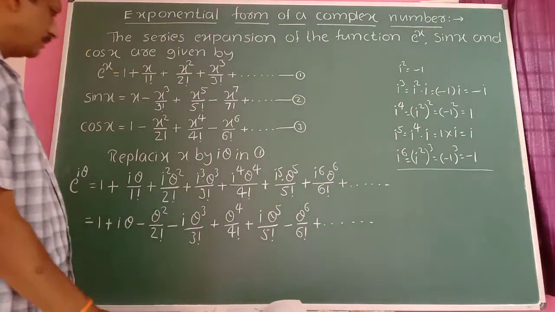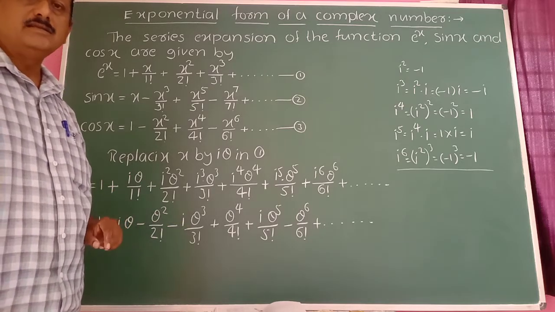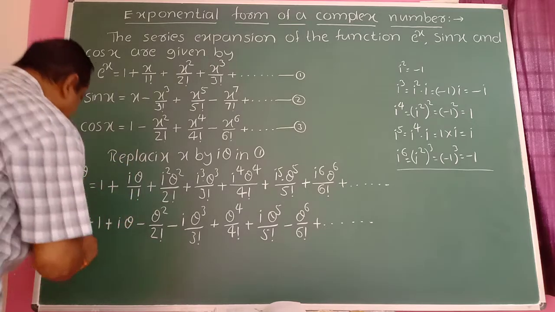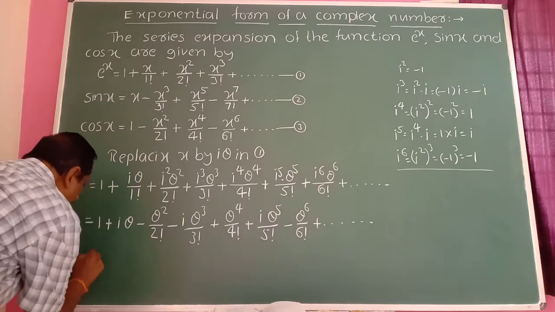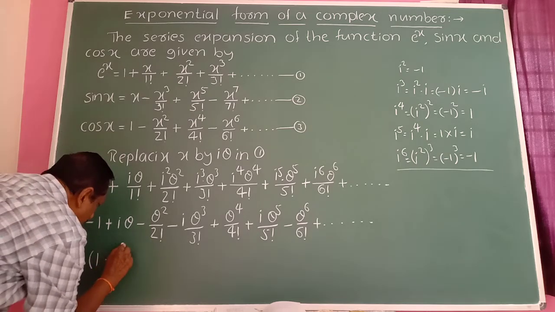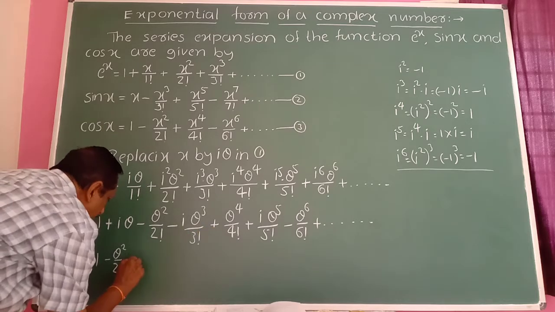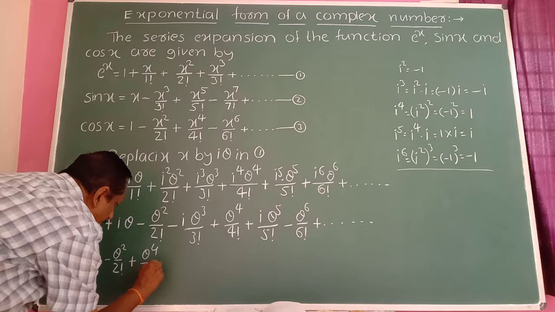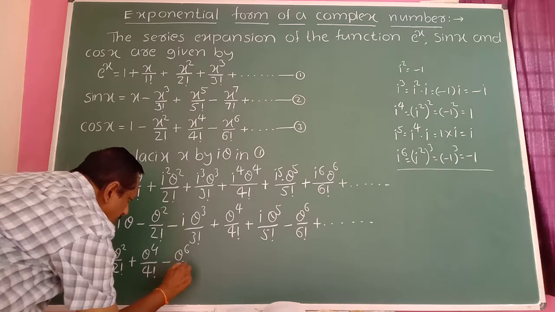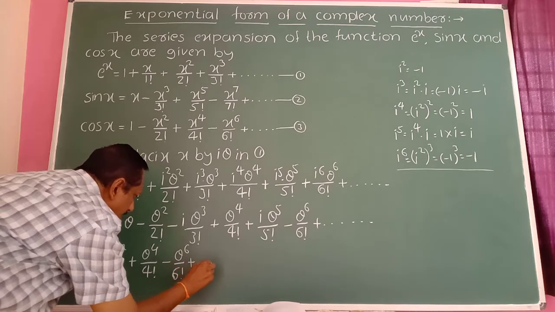Next, write the real parts in one bracket and the imaginary parts in another bracket. Here I take i as a common factor from the imaginary part. Therefore, 1 is the real part, minus theta square divided by 2 factorial is a real part, and theta raised to 4 divided by 4 factorial is a real part. Minus theta raised to 6 divided by 6 factorial, real part, and continue like that.